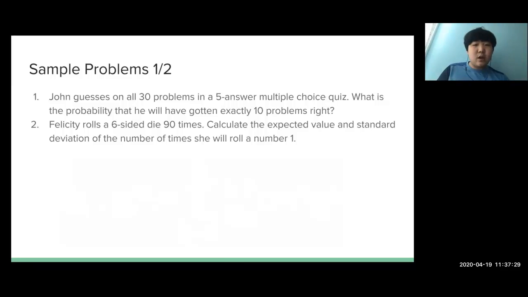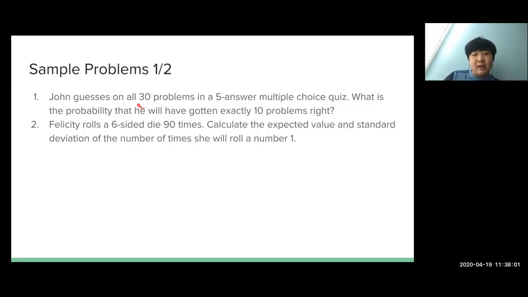Now, let's do a couple of sample problems. The first one is, John guesses on all 30 problems in a 5-answer multiple choice quiz. What is the probability that he will have gotten exactly 10 problems right? Obviously, in the internet format, it is much harder for me to actually go about solving this problem. But basically, the key to this problem is recognizing the different parts of the binomial probability formula and then inputting the values into the formula.